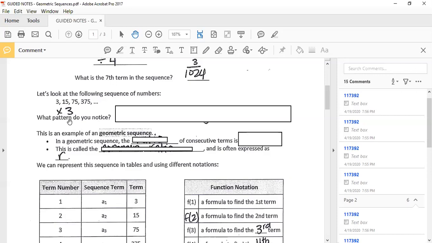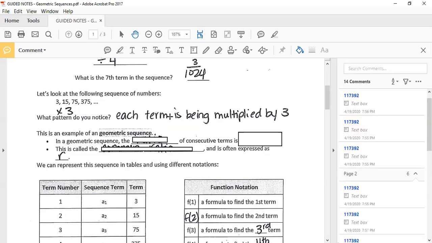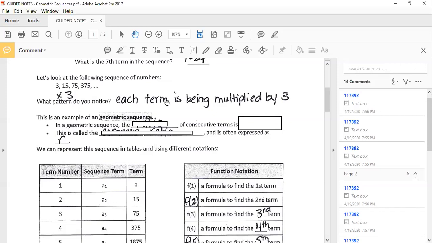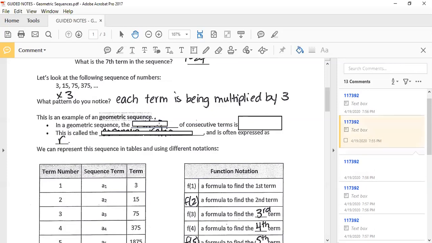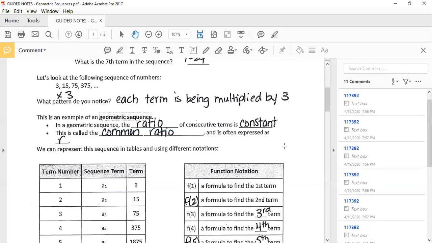So here's the next one. We see that we got 3, 15, 75, so on and so forth. So the pattern here is multiply by 3. Yep, that's the rule. So in a geometric sequence, there is a ratio of terms, and the ratio of terms from each term to the next is the same. Okay, so we have a constant or common ratio.